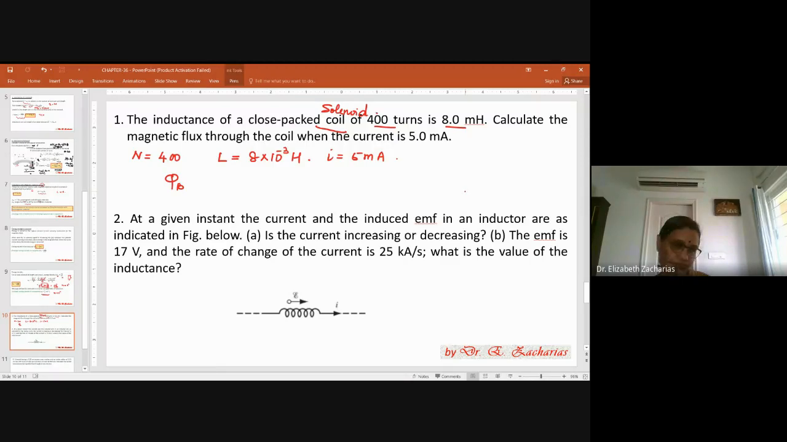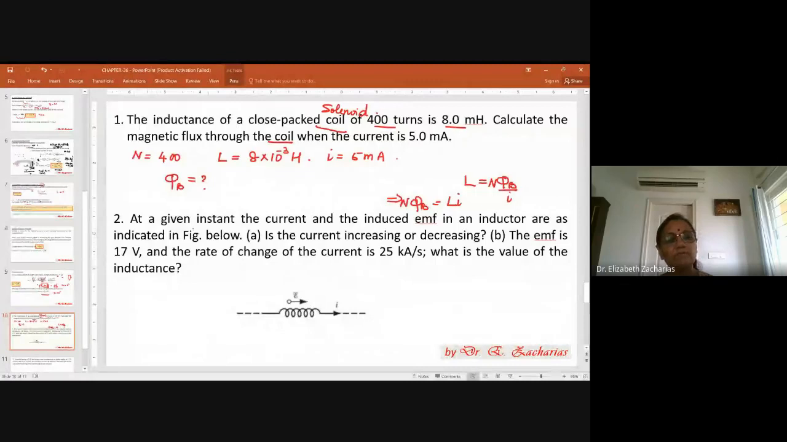Can you do this? Did we see some relationship between L and phi B a few minutes back? This is what we have seen. Okay, so you can see that flux through a turn is, of course, you have to put an N here. So calculate the magnetic flux through the coil. So that means you have to find N phi B. N phi B equal to L into I.